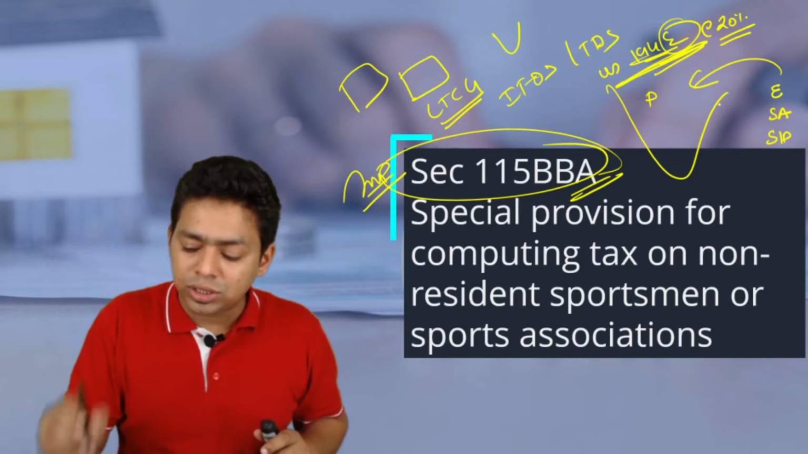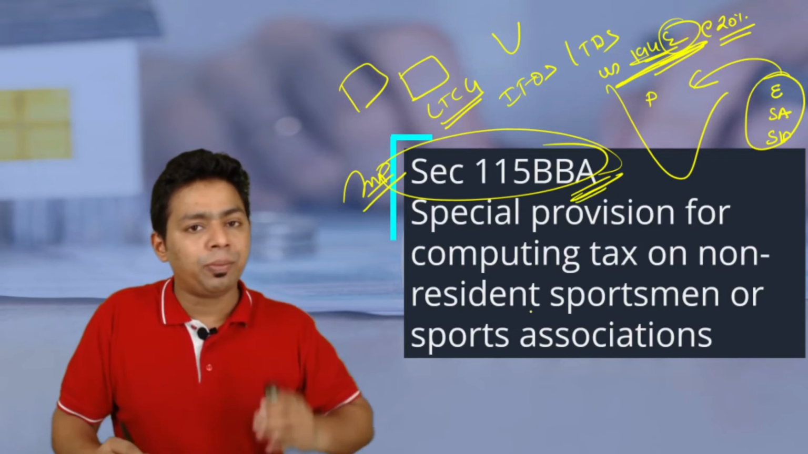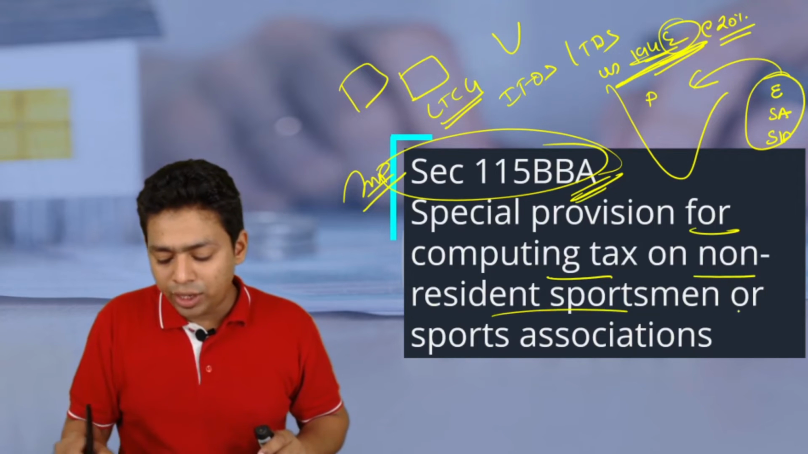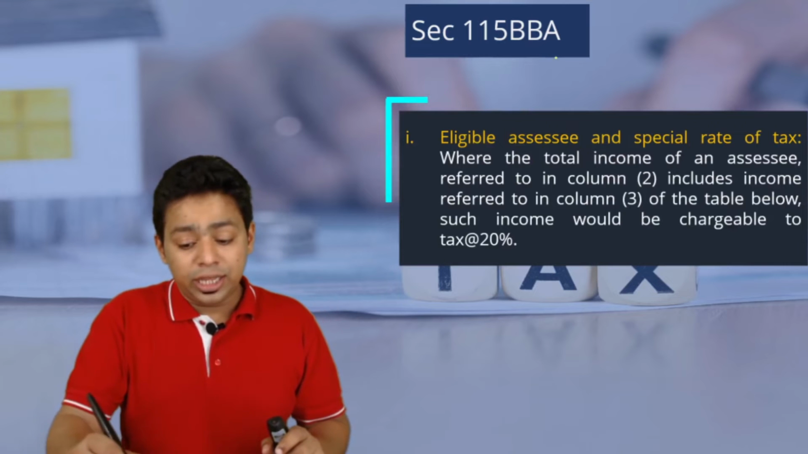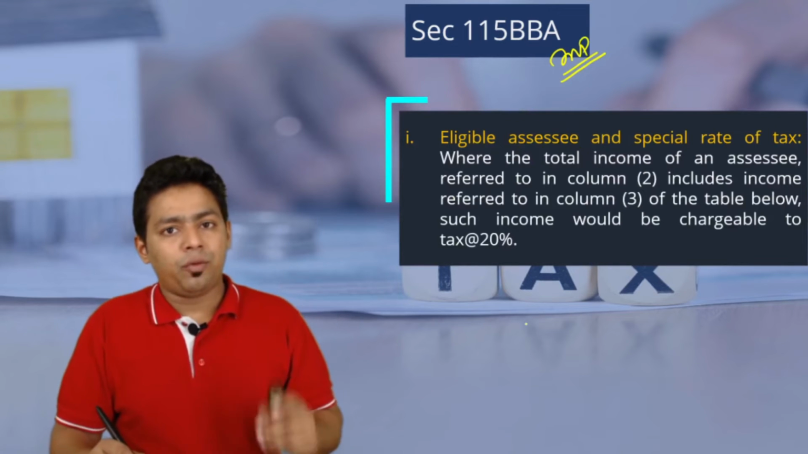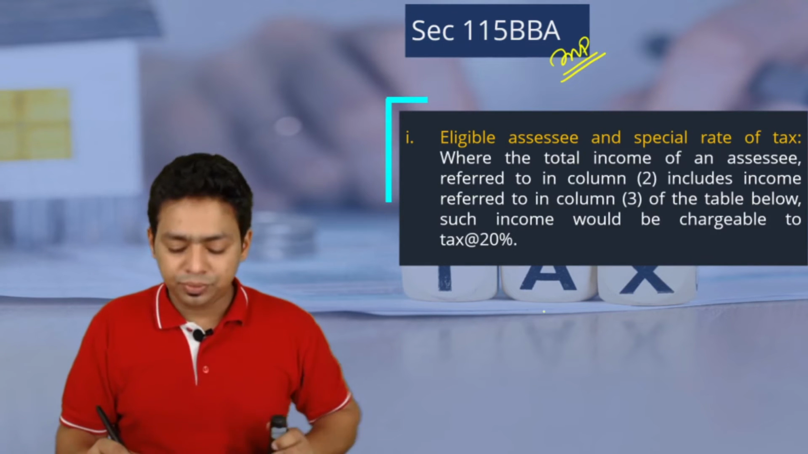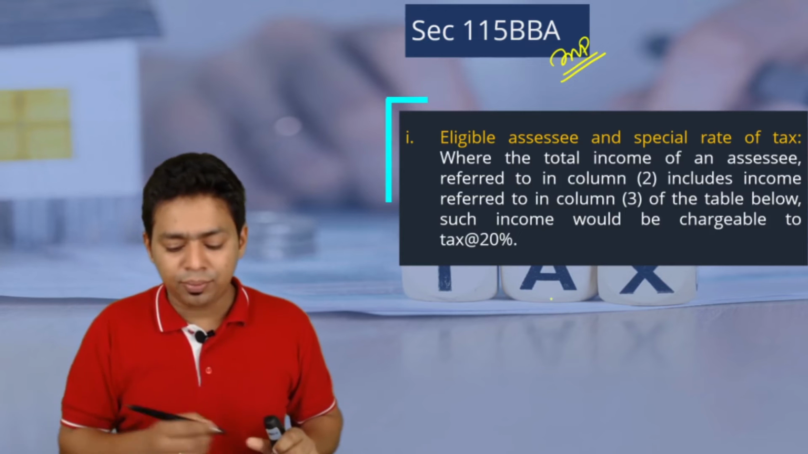Only income which is earned through their profession should be considered under 115BBA, special provision for computing of tax for a non-resident sportsman or sport association. Look at this. It is an important section, my dear friend. Why important? It is easy and important because it has been targeted in exams. We will do practical questions on 115BBA which were asked in past exams.